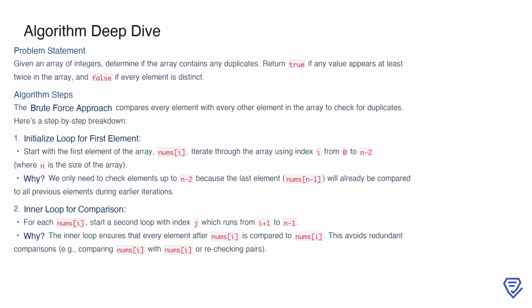against all others. Next, we introduce an inner loop that begins at i+1 and goes up to n-1. This inner loop allows us to compare nums[i] with all subsequent elements in the array, ensuring no redundant or self-comparisons occur. This structure ensures all necessary comparisons are made in a systematic way.